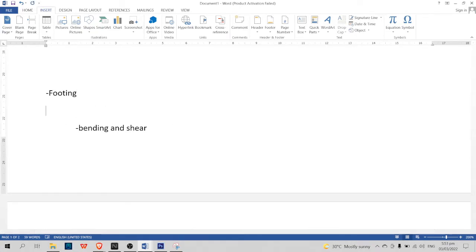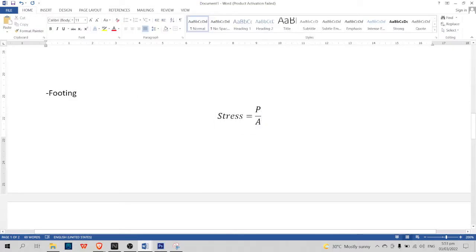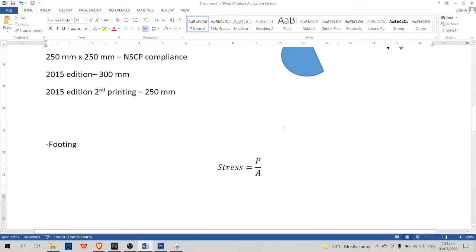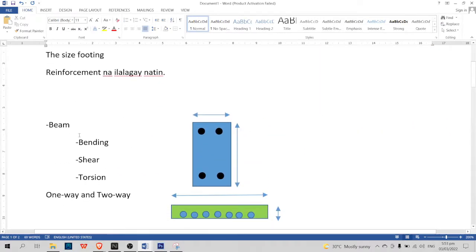Di ba, tatandaan nyo dun sa subject na yan, na stress is equal to force divided by the area. So, sa size ng footing, karaniwan ito lang susundin din natin. Okay? Napakasimpleng equation but napaka-importanteng equation. So, enough of that, the introduction.